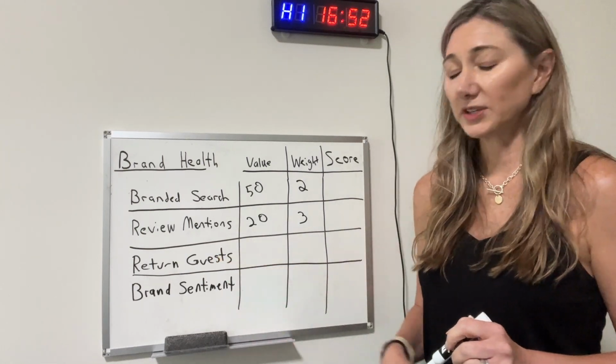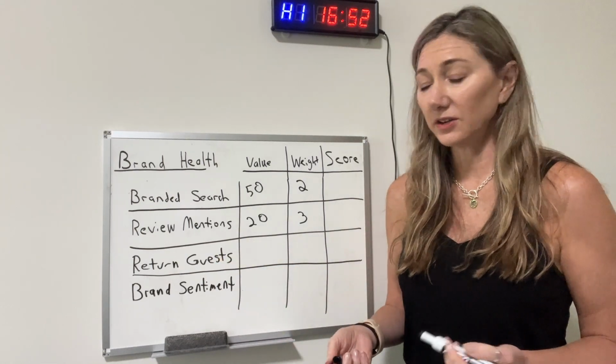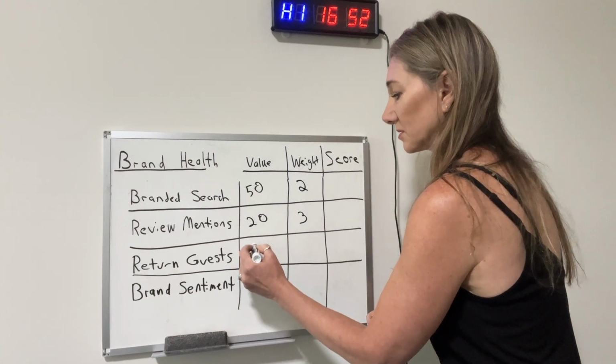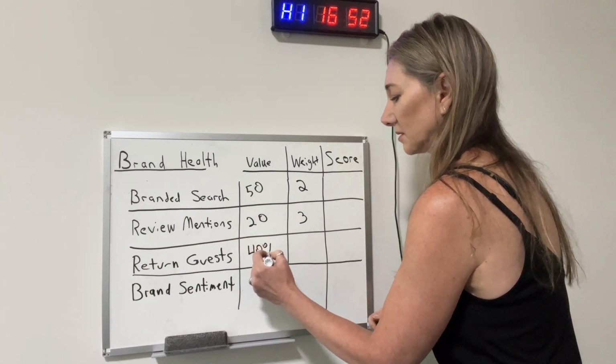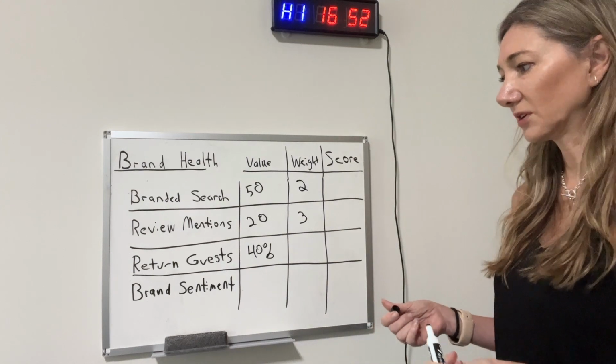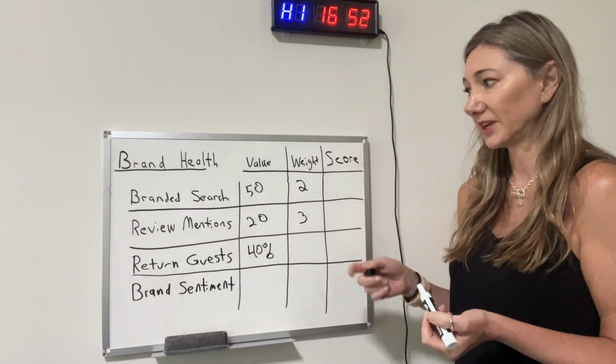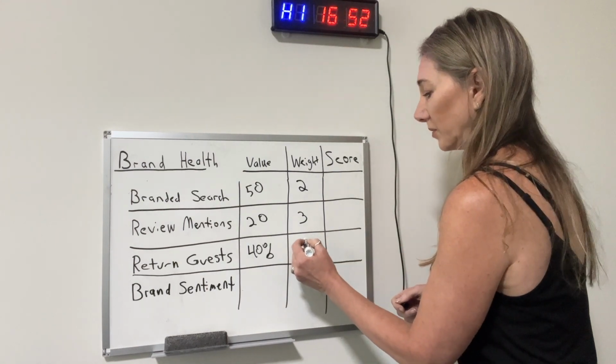Then you go to return guests. How many return guests do you get year after year? If it's 40% return guests, it's a good metric to start with. Return guests are big, so we'll give that a weight of 4.